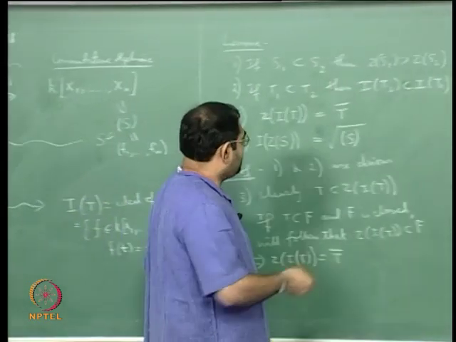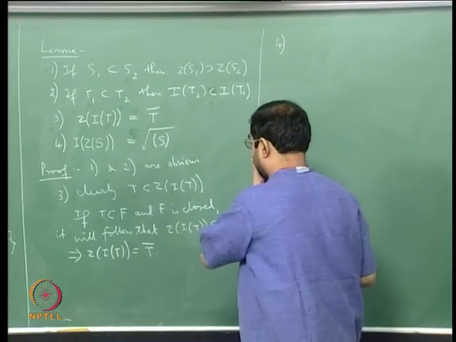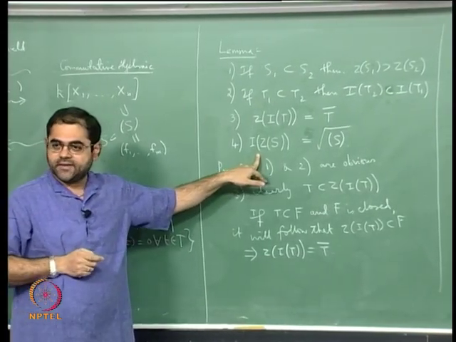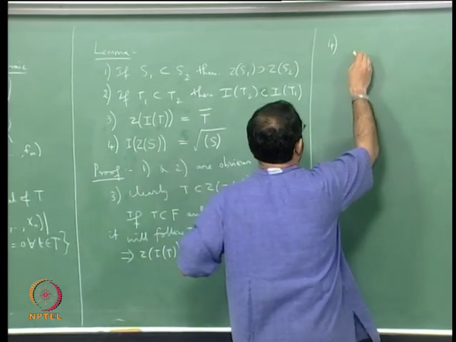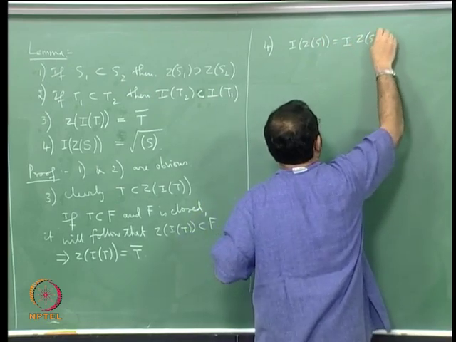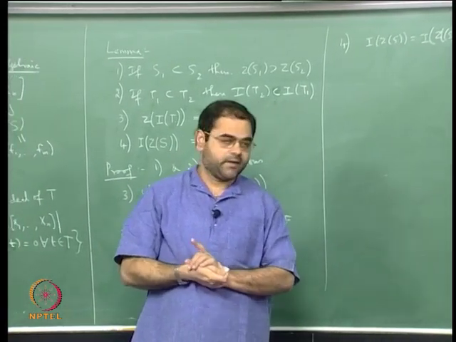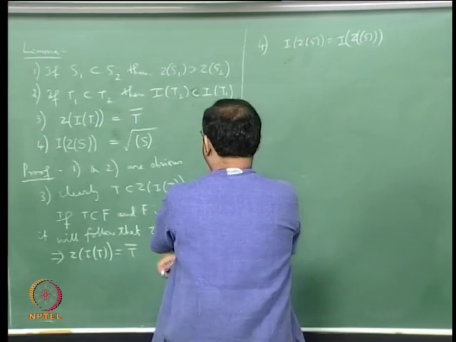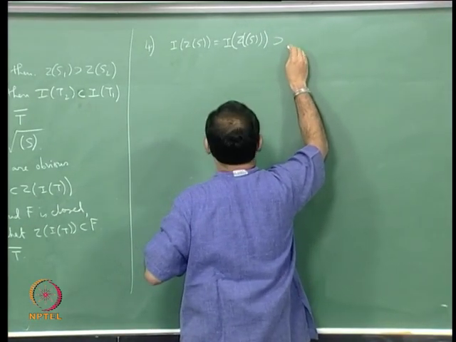Okay, and as for the proof of 4, one way is kind of obvious, and it is the other way which is not obvious and which involves the Nullstellensatz. So you can see that I of Z of S is the same as I of Z of the ideal generated by S, because Z of S and Z of the ideal generated by S are the same. Okay, and it should be very clear that this contains the radical of S.